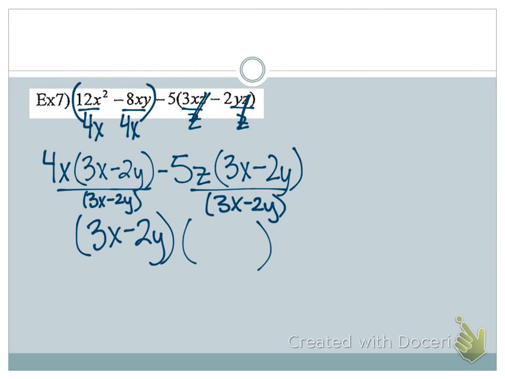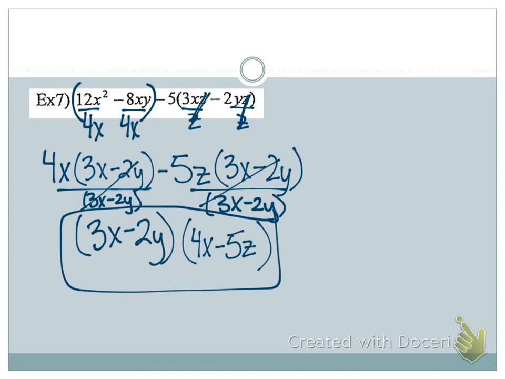Danielle, what's left? Very good. 4x minus 5z when I cancel out those sets of parentheses from factoring. So there is my answer.